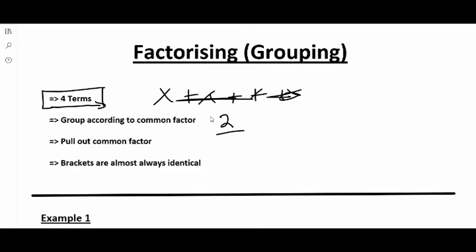Usually, you take two terms and you group them accordingly. Sometimes you've got to change the order here and there. This will make more sense going forward, so just bear with me. Then you pull out a common factor on this pair, and you pull out a common factor on that pair. Then the brackets are almost always identical.